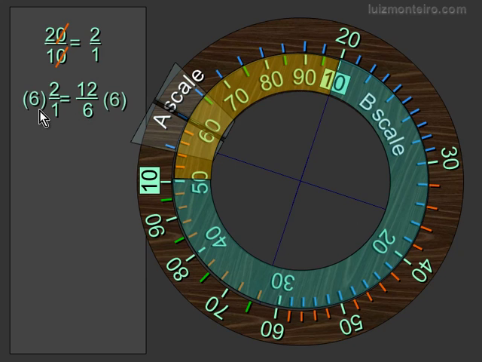Now we're going to rearrange this equation here to see if it works with our multiplication rule. So I'm going to move this 6 to the other side by multiplying both sides of the equation by 6. Here the 6's cancel out. So we basically have 2 times 6 equals 12.